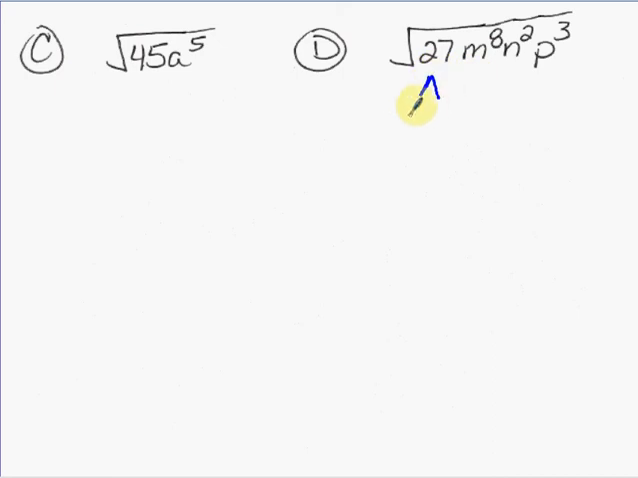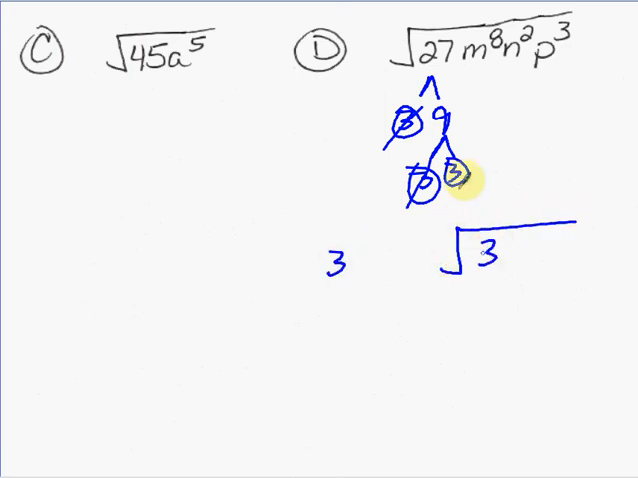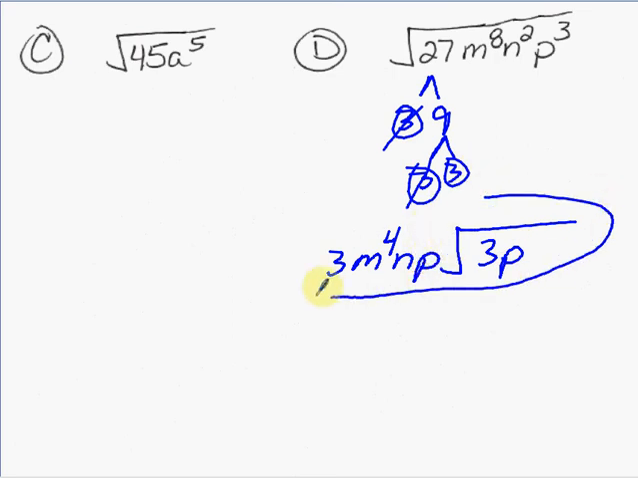The 27, I'm going to split this into 3 and 9. 9 is 3 and 3. And so if I cross out a pair of 3's, I know that I have a 3 coming out and a 3 staying inside. Alright, I left a gap here because I know I have to put some variables out here. Half of 8 is 4. Half of 2 is 1. P is raised to an odd exponent, so I leave 1 behind. I'm down to 2, and half of 2 is 1, so that comes outside right like that. And there's my answer, simplified version.